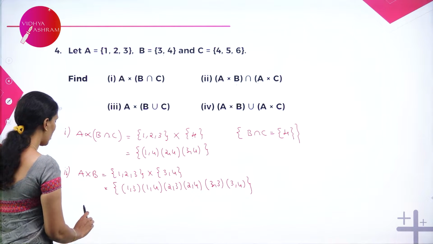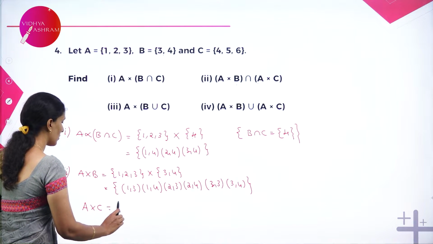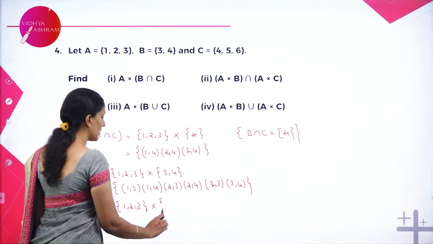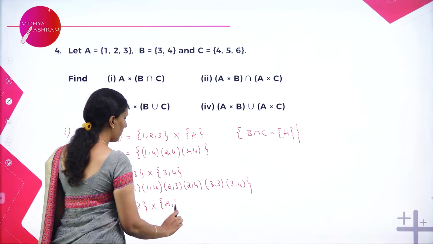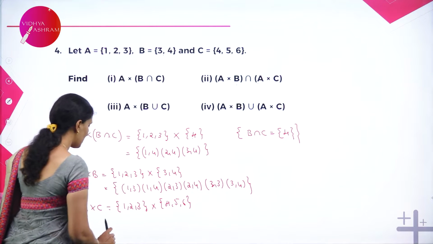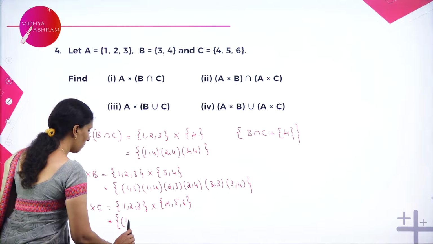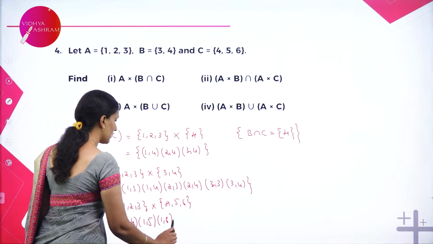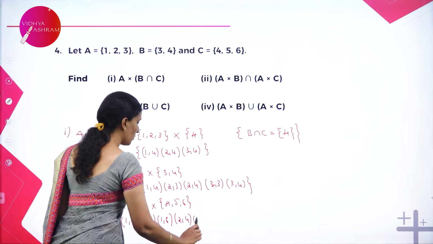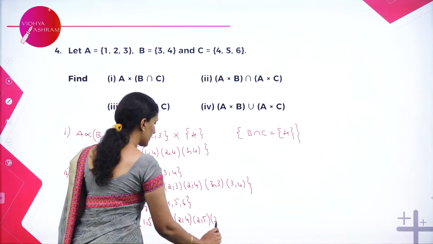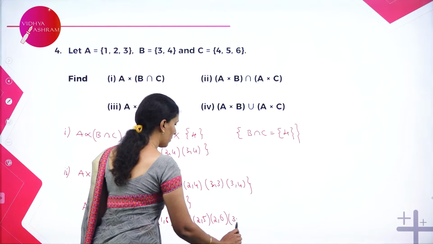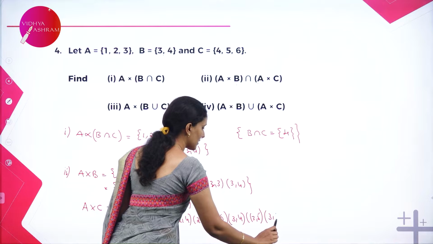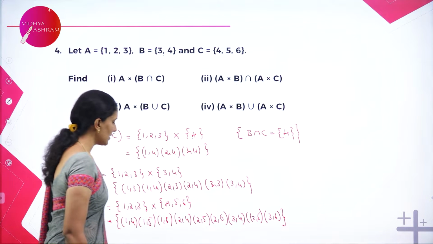Now let's take A cross C. So what is A cross C? Set A is {1, 2, 3}. Set C is {4, 5, 6}. Now let's pair the elements. We have (1, 4), (1, 5), (1, 6), (2, 4), (2, 5), (2, 6), (3, 4), (3, 5) and (3, 6). So this is the second set.